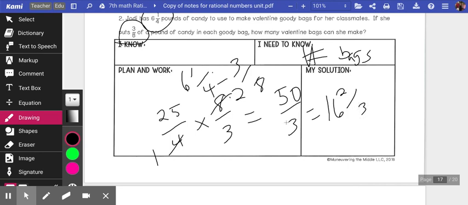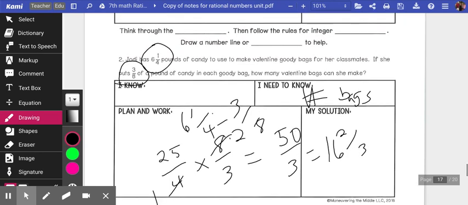And then let's make sure it makes sense. So if she has about 6 pounds of candy, and if she's using less than half of a pound for each goodie bag, how many Valentine bags can she make? So that would make sense because it should be more than double the pounds of candy.